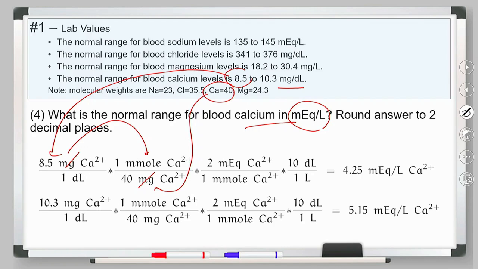Well, how do you go from the number of molecules to the amount of electricity generated by those molecules? You look at the valence. Since the valence on calcium is 2, then there are 2. This is important. Make sure you can understand that. There are 2 milliequivalents for every 1 millimole. 1 molecule of calcium produces 2 electrical charges because the valence is 2. So you get 2 charges from every 1 molecule of calcium. So that's why we need to multiply by 2 so that millimoles cancel and we'll be in milliequivalents. And lastly, again, we multiply by 10 to convert deciliters to liters, and you get 4.25.